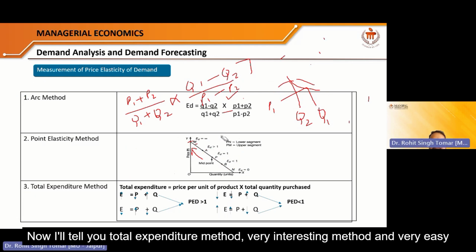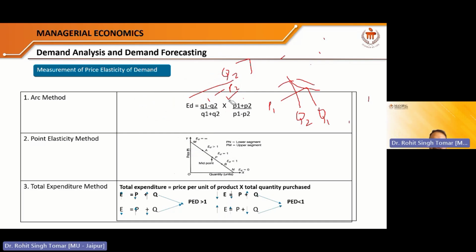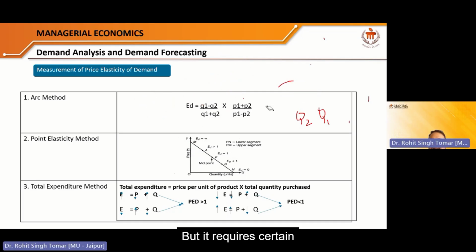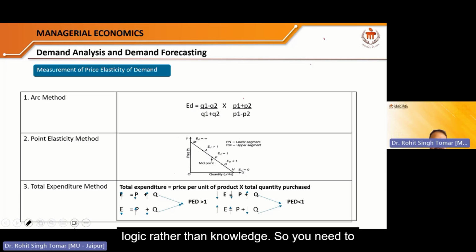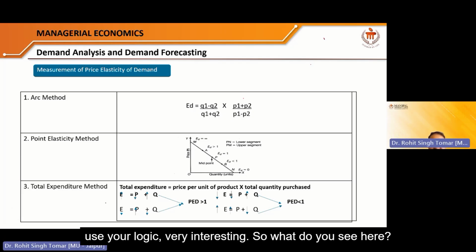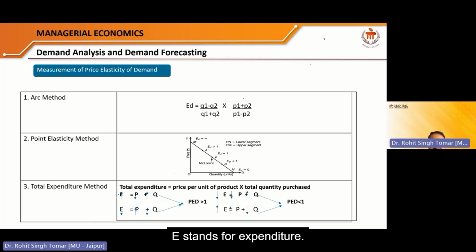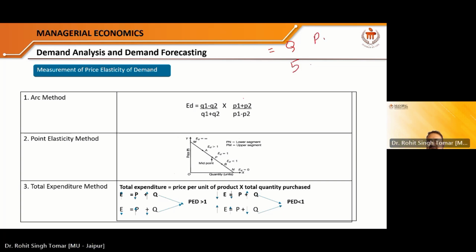Now I'll tell you the total expenditure method. Very interesting method and very easy method also. But it requires some logic rather than knowledge. So you need to use your logic. What do you see here? E stands for expenditure. Say you go to the market to purchase mango, so the quantity demanded of the mango is, say, 5 kg. You purchased 5 kg mango, and the price of the mango is, say, 100 rupees per kg. How much money you spent?